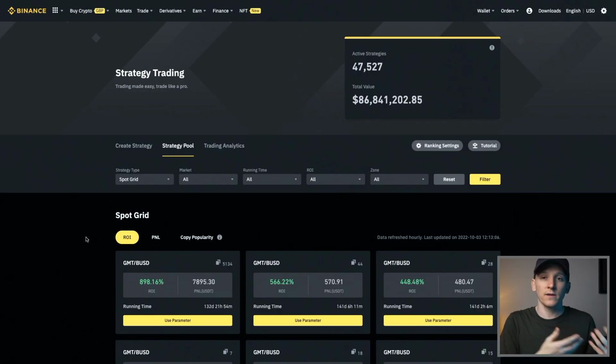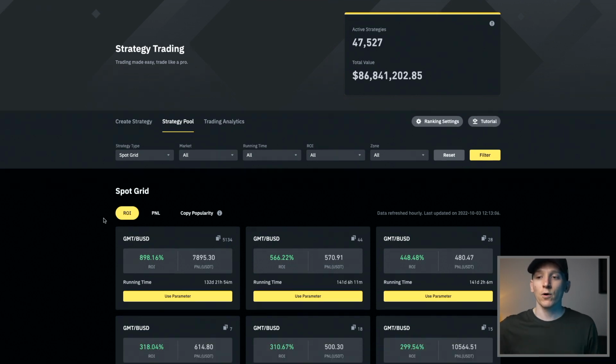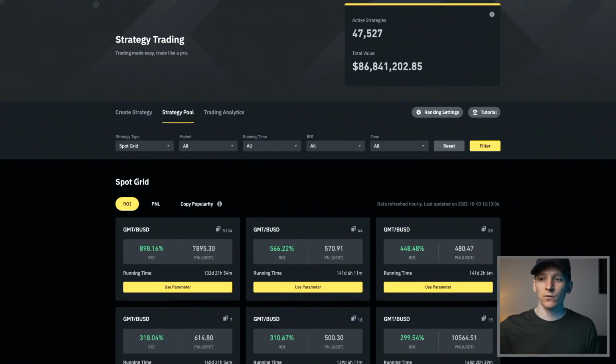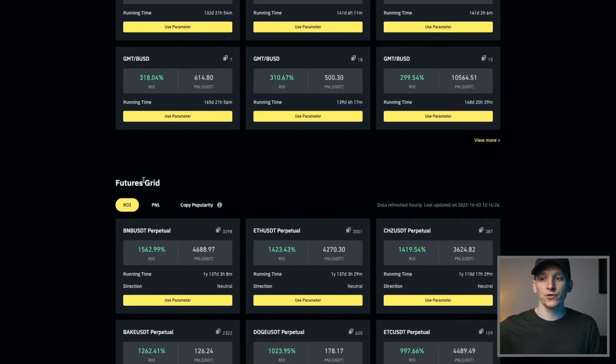With grid trading systems, you can choose between trading spot or futures. Just like in the normal market, spot grids mean that everything is cash settled. So you're going to need $1,000 to open $1,000 worth of positions right here, and that is cash settled, so you need that. If you scroll down, you can see futures grids here.